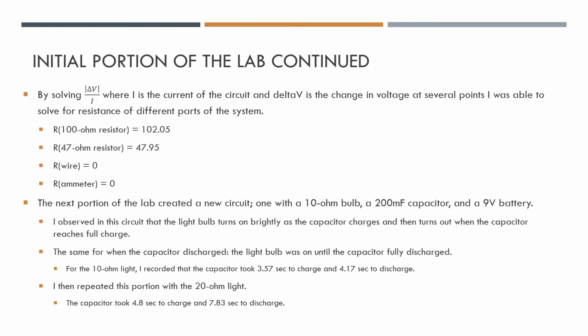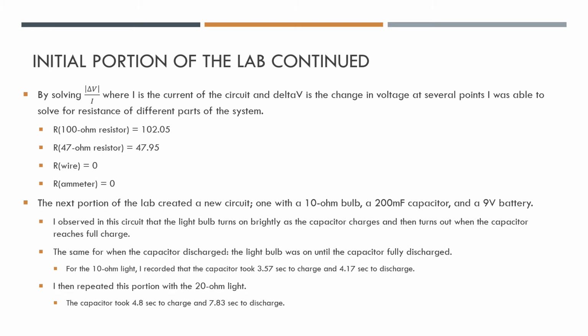And then for the next portion of the lab, we create a new circuit. This circuit has a 10 ohm bulb, a 200 millifarad capacitor, and a 9 volt battery. We make some observations here in that the light bulb turns on brightly as the capacitor charges, and then begins to dim out and turn off as the capacitor reaches full charge. And the same goes for when it is discharged, taking out the battery in the circuit. The light bulb was on until the capacitor fully discharges. And then some measurements were taken for the time it took to charge and discharge.